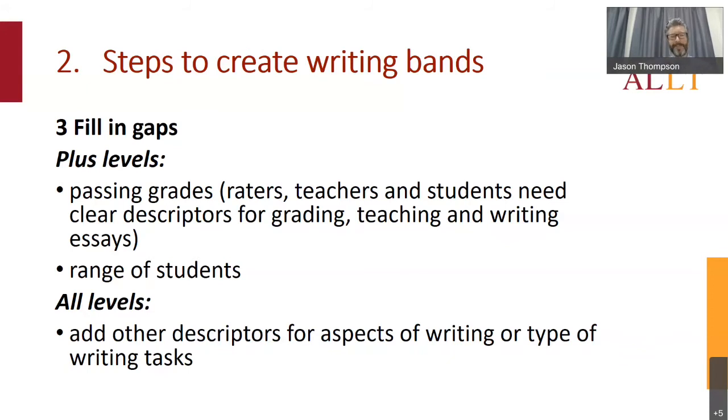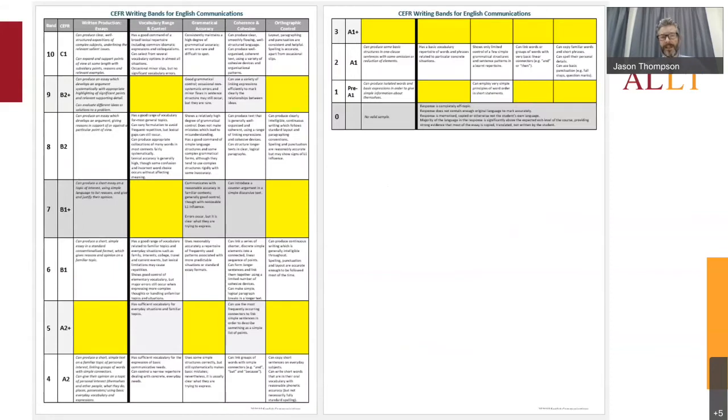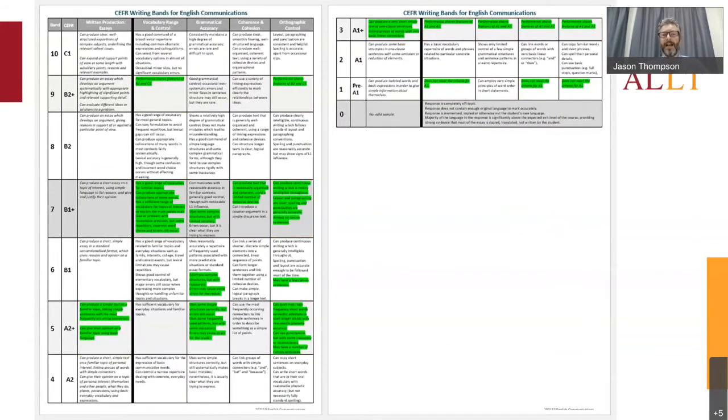Okay, thank you, Sophia. And also you need to fill in the gaps for the range of students. At this time, you also need to be thinking of adding other descriptors for aspects of writing or the type of writing tasks that you will be doing. Okay, so for us, we had these gaps to fill in, and this is what we filled in. And as you can see, for some of the levels like B1 plus, it was important for us to add extra descriptors to that level.